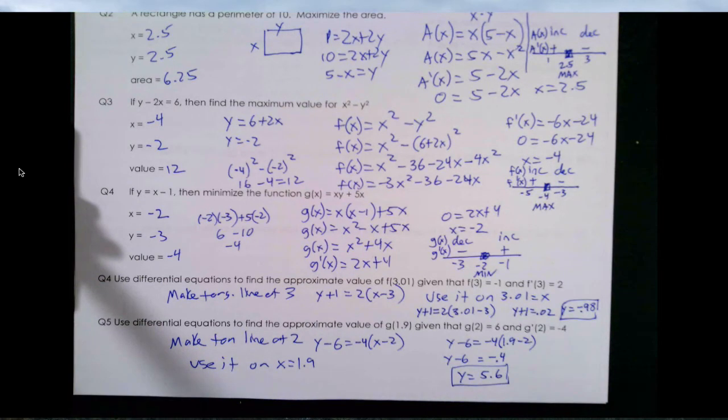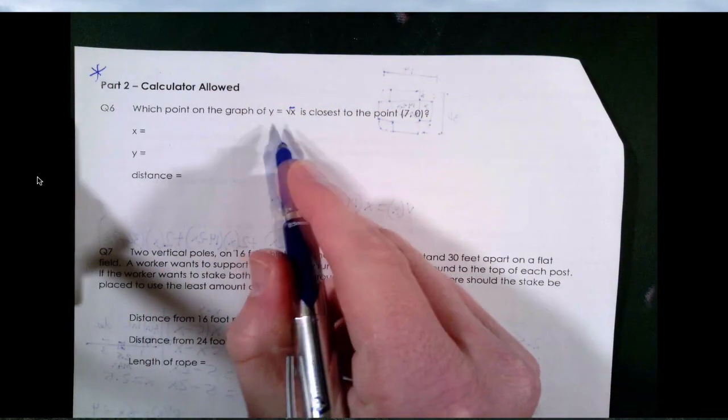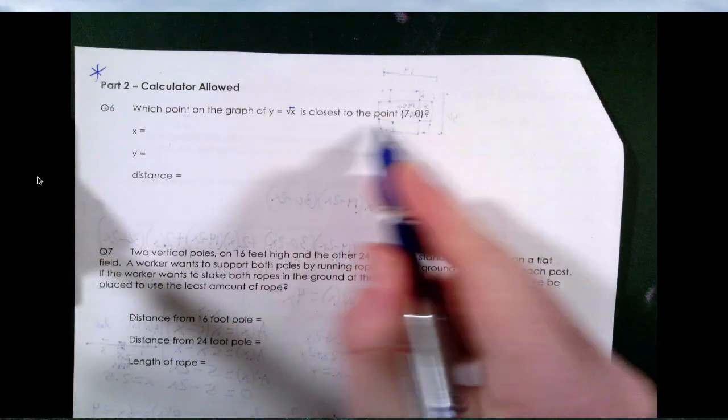Okay, non-calculator side is done. Now we move to the calculator section. All right, which point on the graph of y equals radical x is closest to the point 7, 0? So basically our graph looks like this.